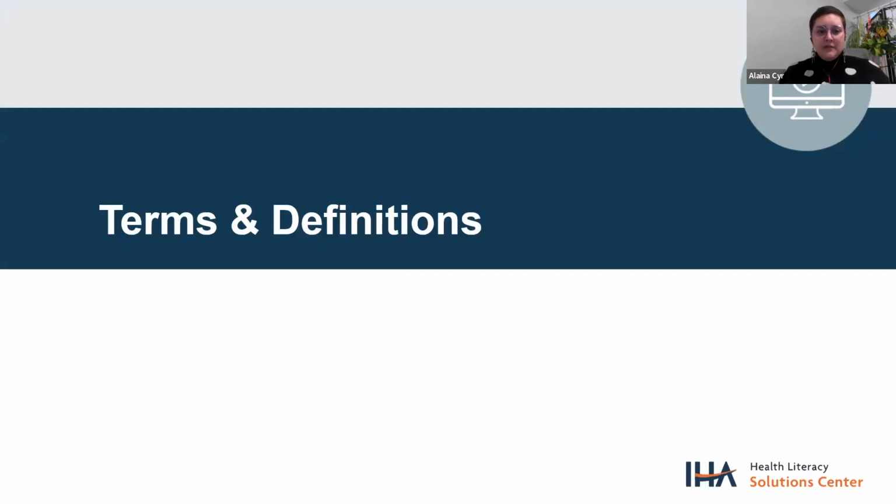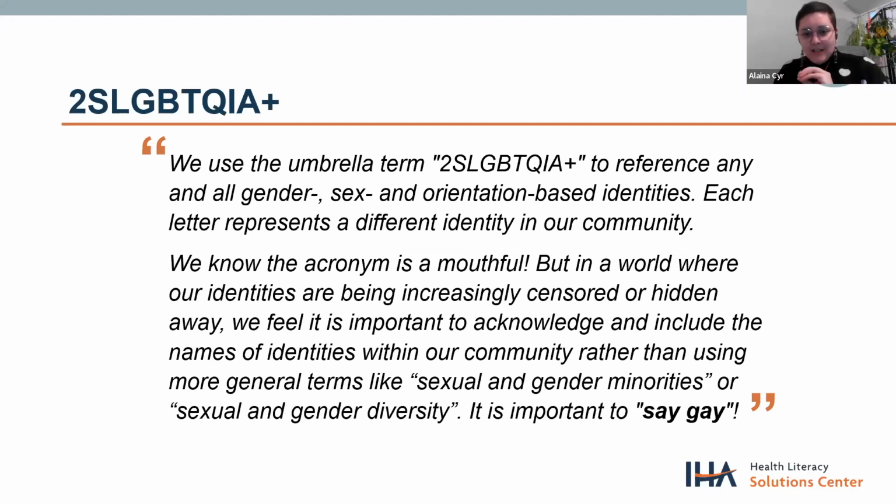Okay, so now we'll get into some more terms and definitions. We sort of already alluded to this earlier on, but at UHN, we use the acronym 2SLGBTQIA+. So why do we use this umbrella term? We use it as a way to reference all gender, sex, and orientation-based identities. And we use every letter because each one represents a different identity within our community. We know full well that this is a mouthful of an acronym, but in a world where our identities are being increasingly censored or hidden away, we feel it's very important to acknowledge and include the names of the identities within our community, rather than using more general terms, like sometimes you may hear sexual and gender minorities, sexual and gender diversity.